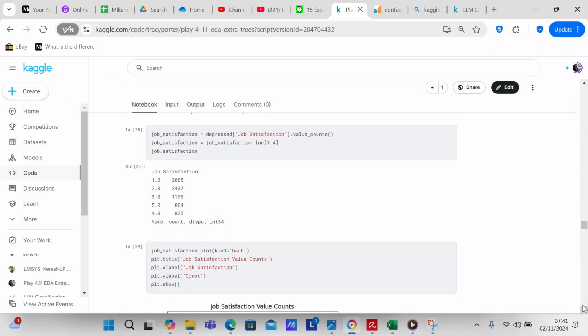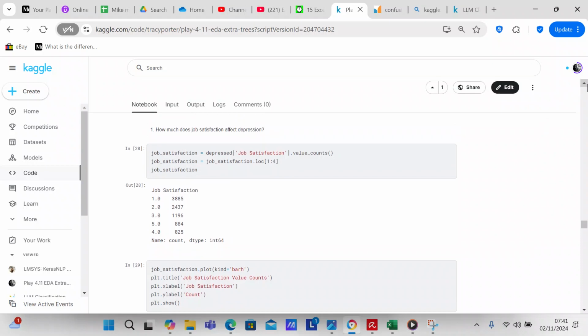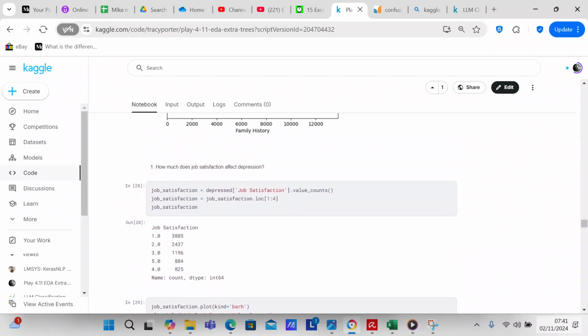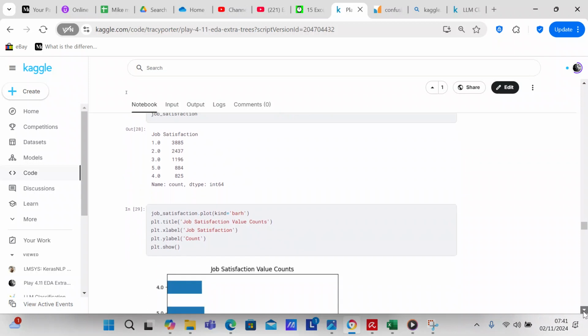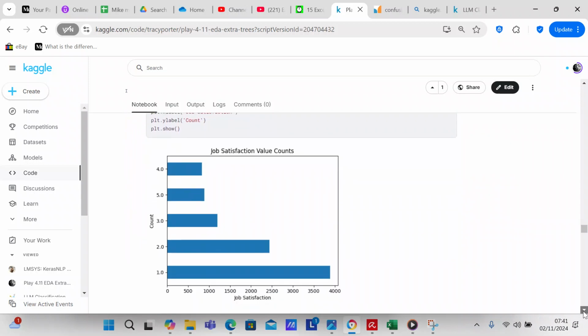The next question is, how much does job satisfaction affect depression? So we did value counts again, and we ran a chart in Matplotlib. And yeah, if you're not satisfied with your job, then you're going to be more likely to have depression. So the higher the job satisfaction, the less likely it is that you're going to be depressed.